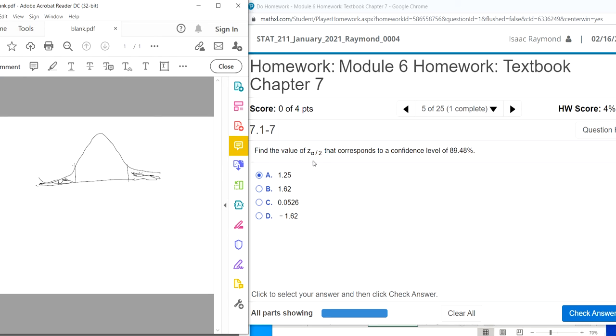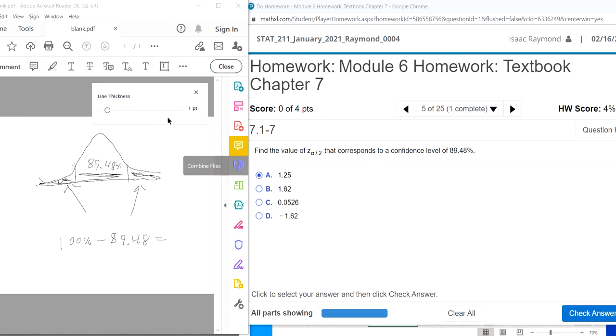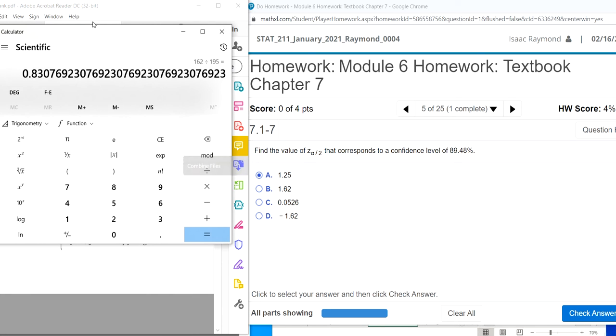We're asked to find a z value that has a confidence level of 89.48%. That means they want 89.48% of the normal distribution in the center. Okay? We got to do a little bit of arithmetic to find out how much goes in each tail. Right? So the entire normal distribution, the entire bell-shaped curve has 100% area. If you take out 89.48, sorry, I know the writing's small, that will be what's left over to go in the tails. We just need to split it evenly.